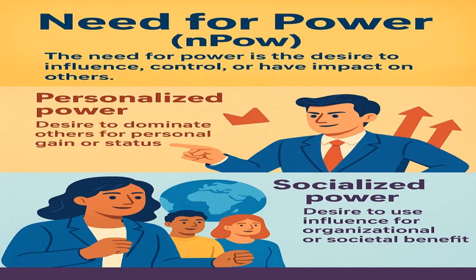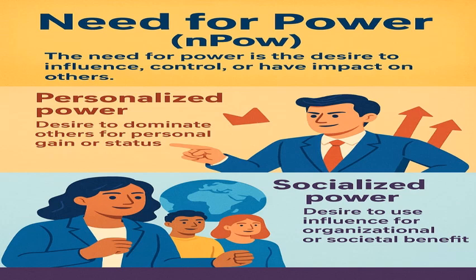So the need for power is the desire to influence, control. Control means to have power over something, whether it's by ruling, restraining, or directing its actions, behavior, or functions to others. So it's a power to govern something, to govern an organization or place. And control means that a football team captain has control over its teammates. So the need for power is the desire to influence, control, or have impact on others.